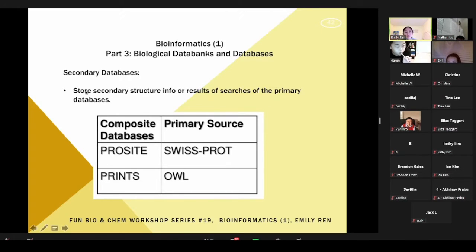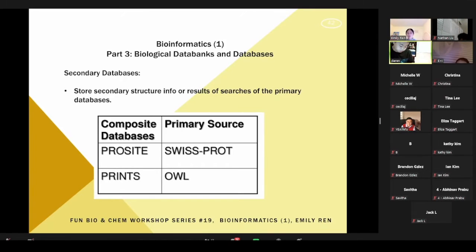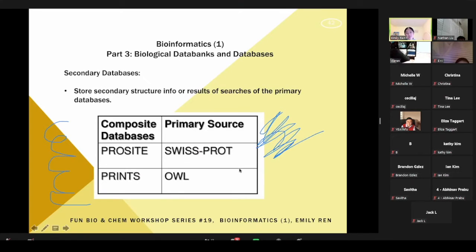So does anyone know what secondary structure in protein is? Okay, so secondary structure in protein is basically alpha helices and beta pleated sheets. Alpha helices usually look like this, and these form from interactions between the nucleotides, and beta pleated sheets can also form, and they look like that.